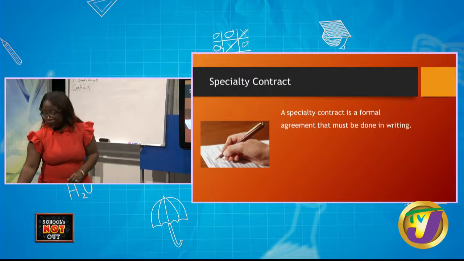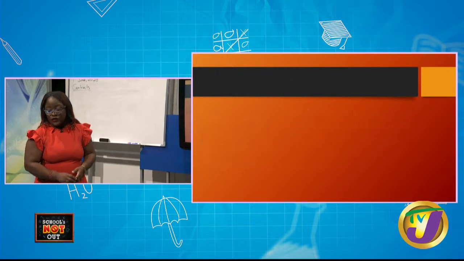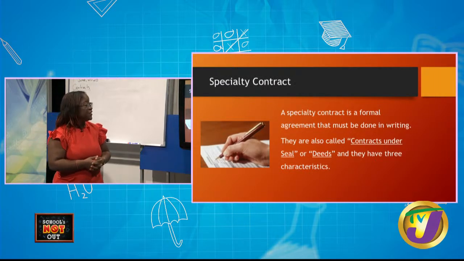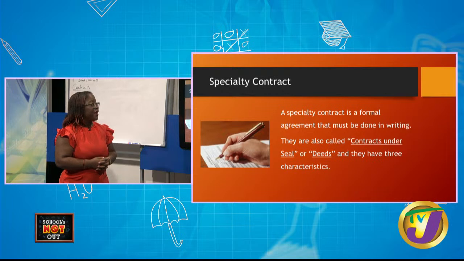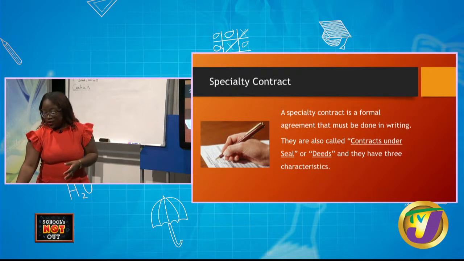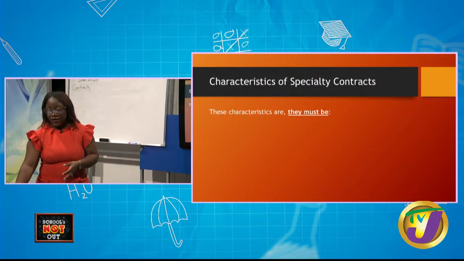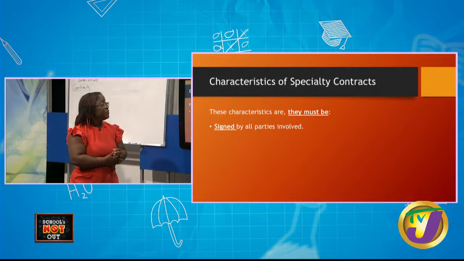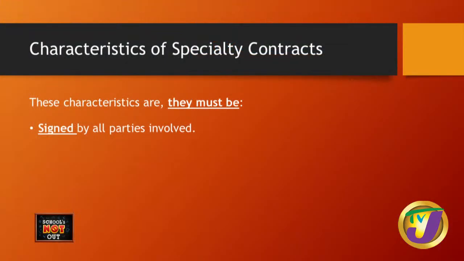Now, it is also called a contract under seal or deeds, and they have three characteristics. So let's look at what makes the specialty contract different from that of a simple contract. With the specialty contract, the document must be signed. So it's documented first and foremost. It's not something that is expressed orally. It's documented and it's signed by all parties involved.